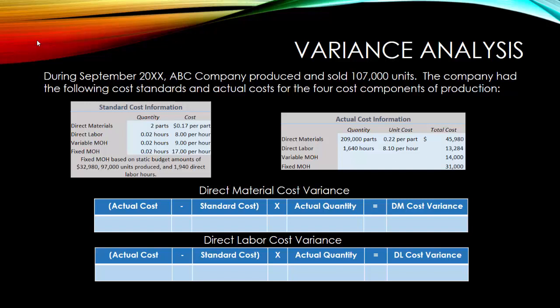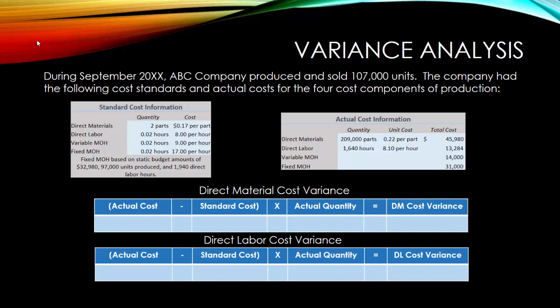So the standard cost information is what you budgeted for. The actual cost information is what it actually was. And using that, we can fill in these formulas to figure out what portion of these variances that we have can be attributed to these different components. So let's start with the direct materials cost variance. It's found by taking the actual cost of materials and subtracting out the standard cost of materials, and then multiplying it by the actual quantity of materials used.